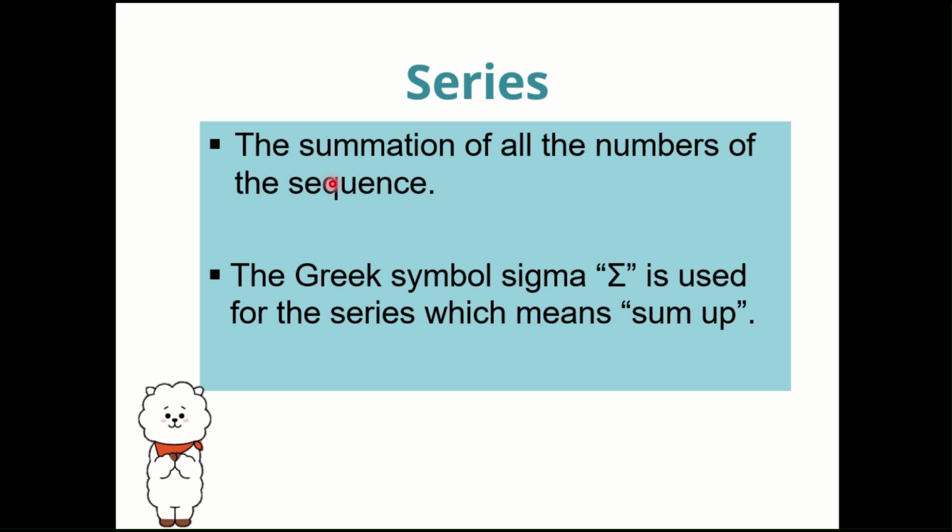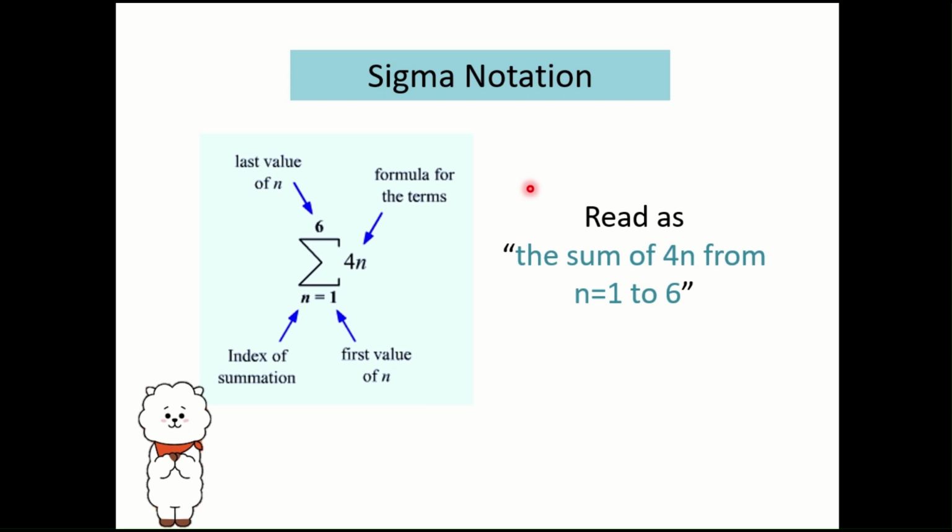Series is the summation of all the numbers of the sequence. And the Greek symbol sigma is used for the series, which means sum up. Let us take note on how we label this one. In a sigma notation, you need to take note that the formula for the terms will be located here. The index of the summation will be here. And then the first value here, the last value is here above.